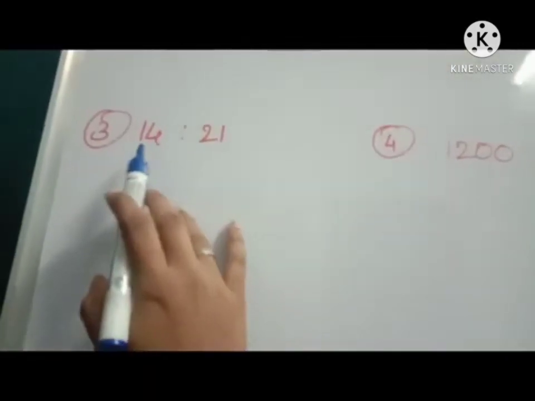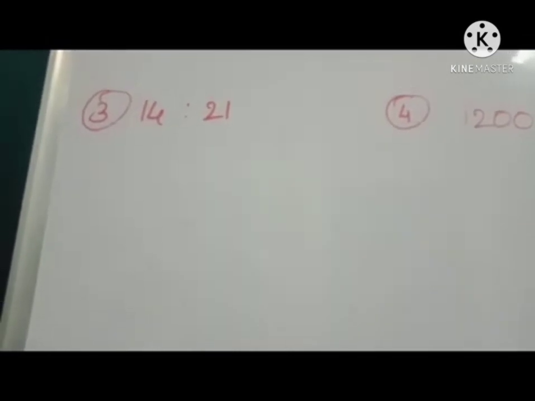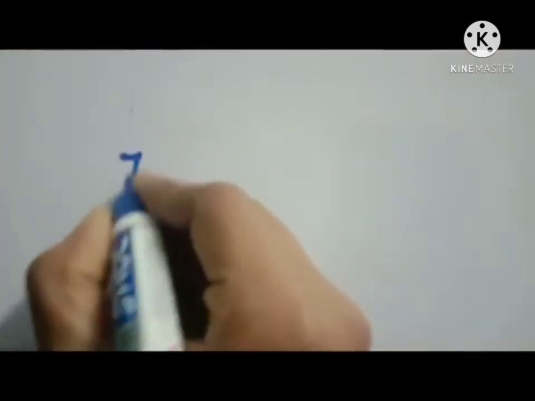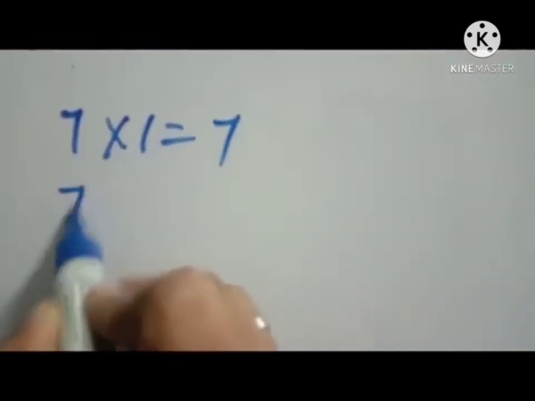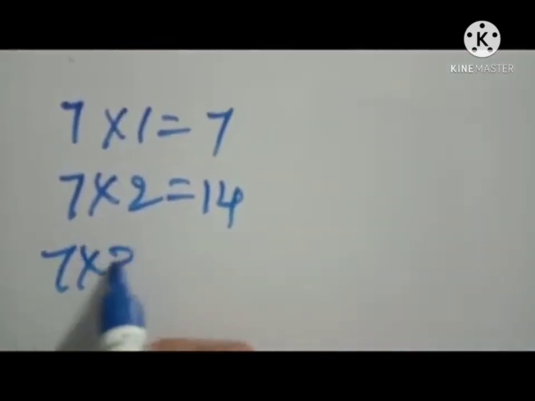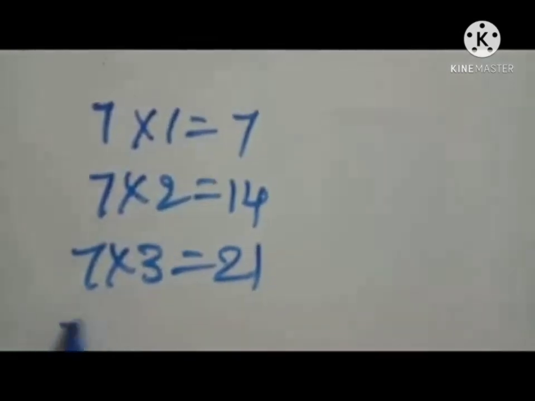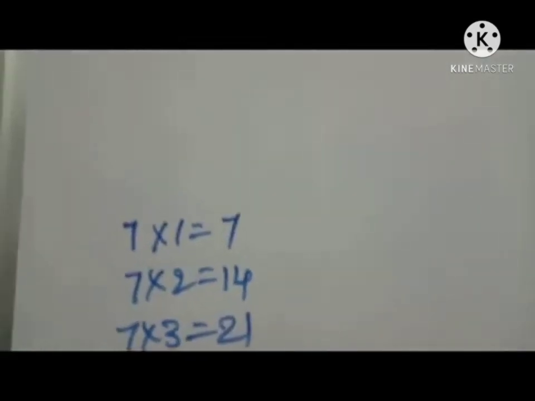Next see the third one. 14 is to 21. 14 is to 21. 14 and 21 are there in which table? Yes, very good. 7 table. See here the 7 table. 7 ones are 7. 7 twos are 14. 7 threes are 21. Next 7 fours are 28. Up to here I wrote.